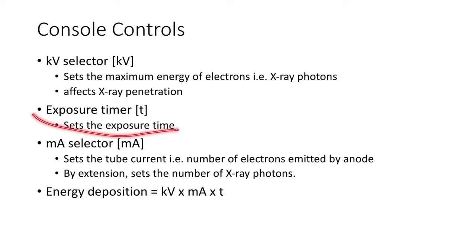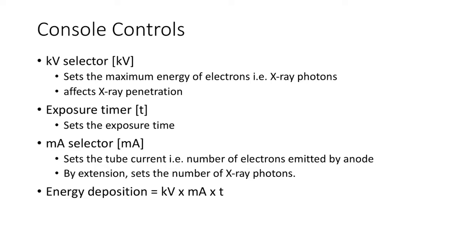So if we select to perform a scan for a certain amount of time, this would be selected over here. If you choose 2 seconds, 5 seconds, or however the right order of magnitude, that will be decided by the selection in the exposure timer. And then finally, the mA selector, this dictates the tube current.